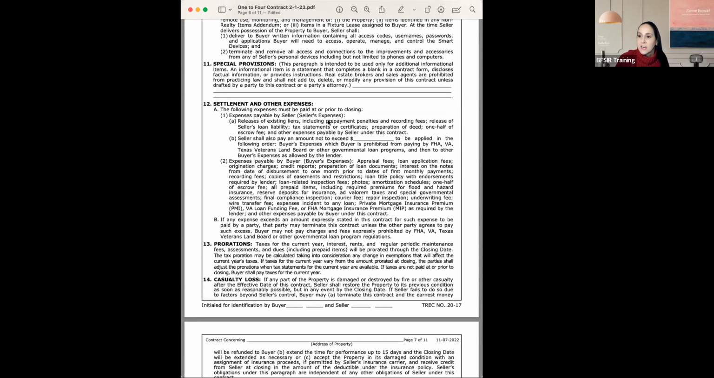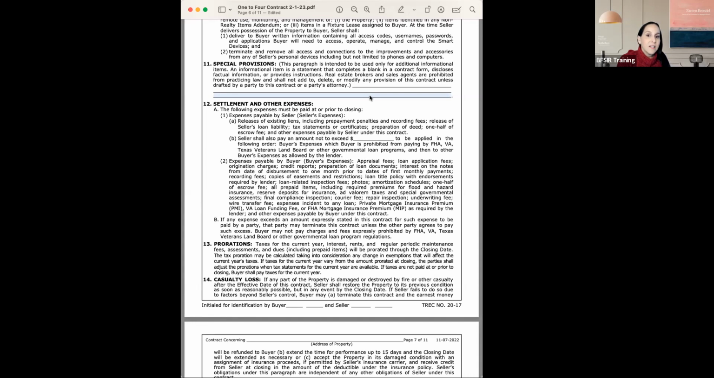Okay, so this is a change, and they're trying to be even more unambiguous about it. This paragraph is a total change. They took all the language that was there before and put in all new language, and it says this paragraph is intended to be used only for additional information items.